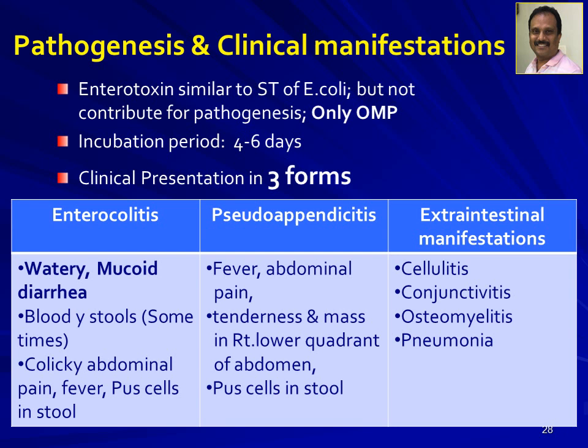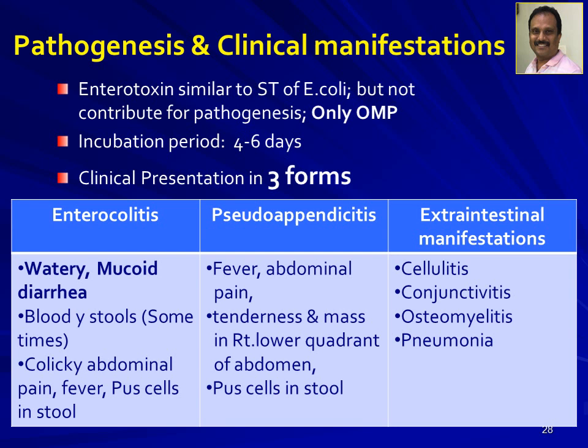And pathogenesis and clinical manifestations: it produces an enterotoxin similar to the heat stable toxin of E. coli. Even though they produce enterotoxin, which contributes to its pathogenesis, only the outer membrane protein is responsible for much of its pathogenicity. The incubation period is 4 to 6 days, and clinical presentation is seen in three forms. One is the enterocolitis form, another is the pseudoappendicitis form, and the third one is the extraintestinal form.